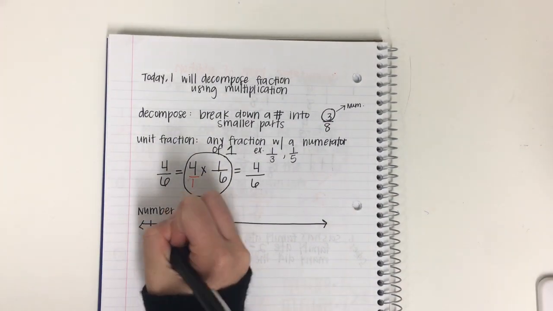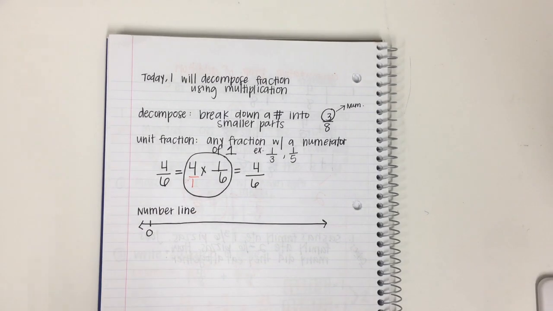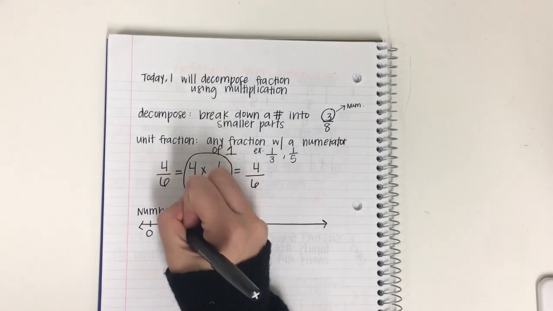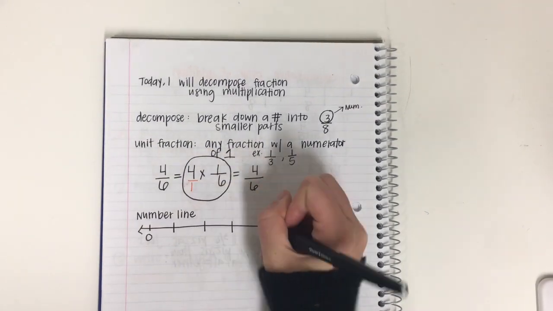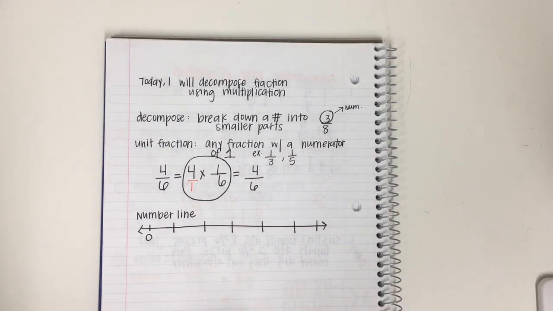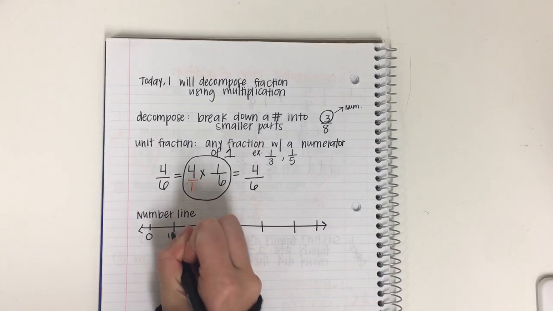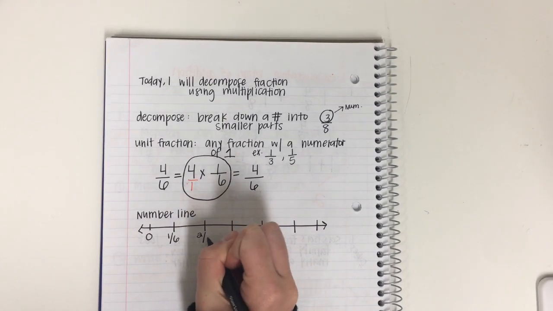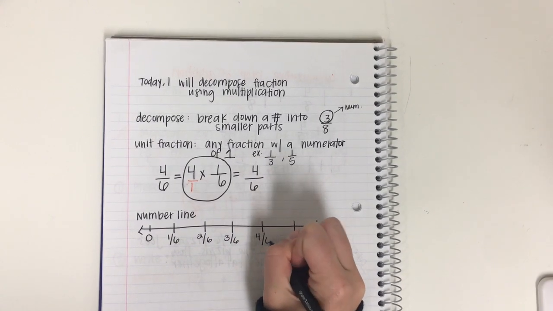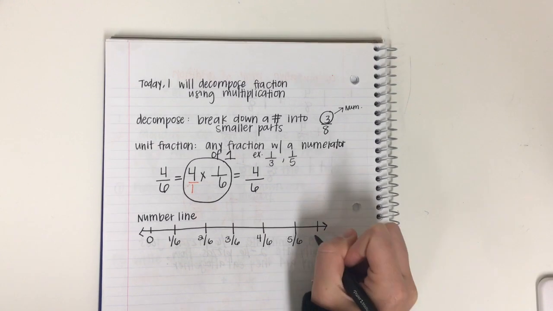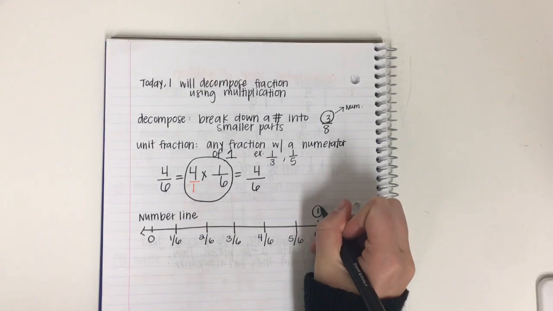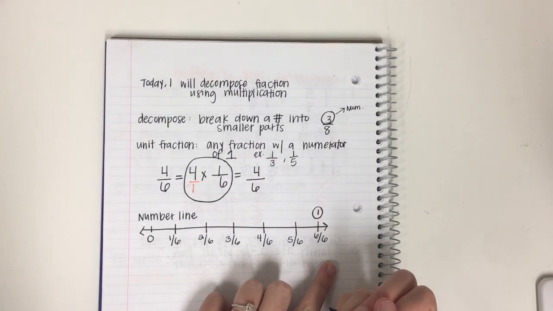Okay, so we have 0 here. We have 6 parts. We're going to break up our number into 6 parts. So 1, 2, 3, 4, 5, 6. Okay, so we have 1/6, 2/6, 3/6, 4/6, 5/6, and 6/6, which we know is our 1. So our 1 is here. So we have our 0 here and our 1 over here.